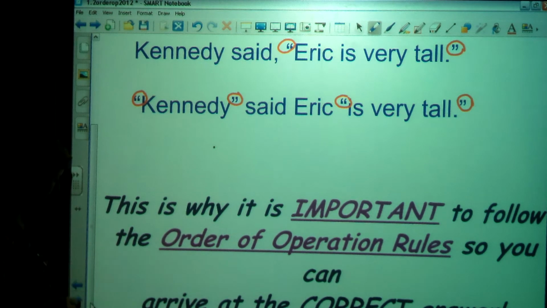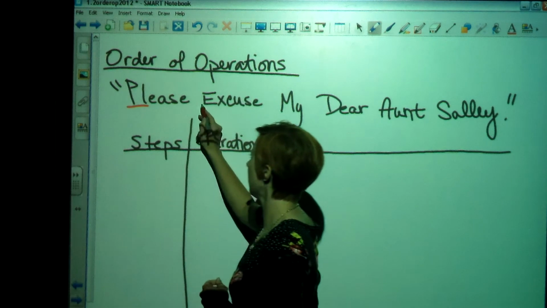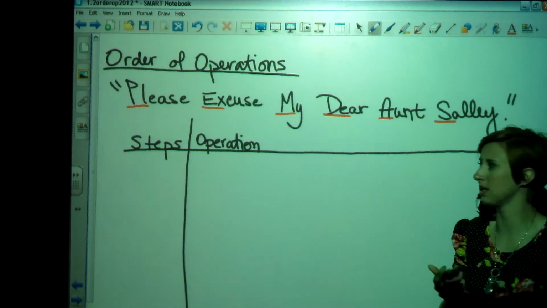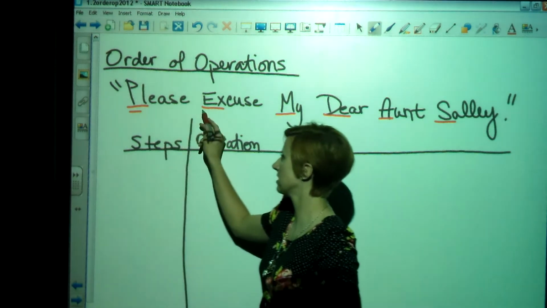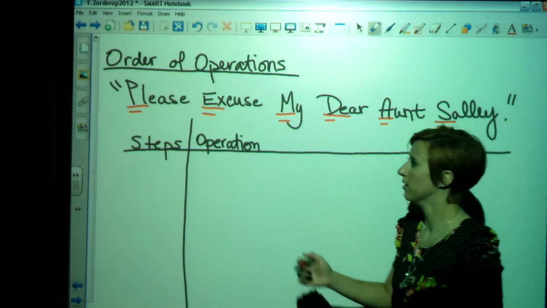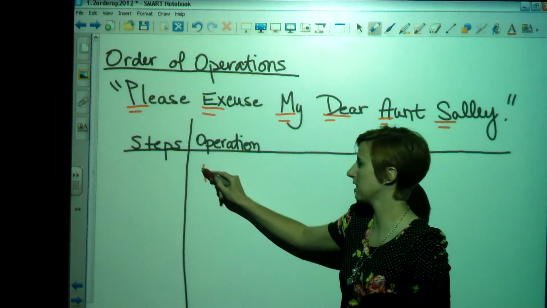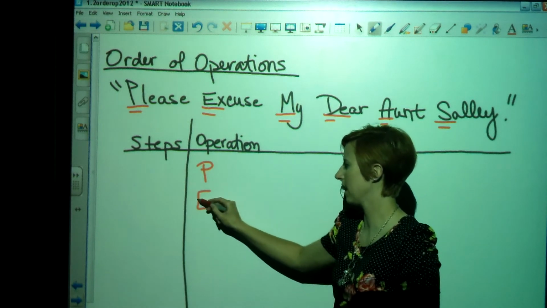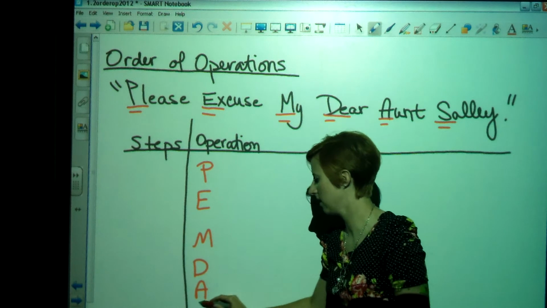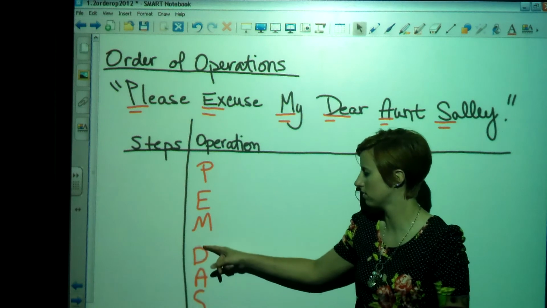Now, the order of operations we remember from our grade school days as please excuse my dear Aunt Sally. Now using this phrase or using the acronym that is where the first letters give us what we're doing, either way is fine with me, whatever best suits you. So if you remember please excuse my dear Aunt Sally, that's fine. Or if you use it as PEMDAS, P-E-M-D-A-S. So we have please excuse my dear Aunt Sally and PEMDAS.